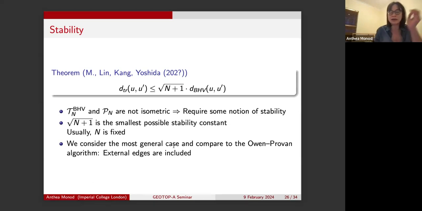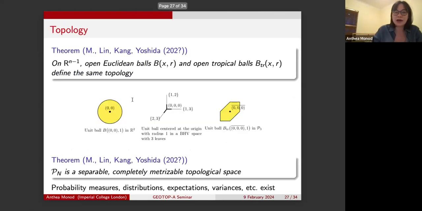And this is okay because normally you're looking at trees with a fixed number of leaves. One thing I wanted to mention is that we're looking at this very conservatively, because we also look at external edges. Remember, in the tropical version of tree space, we do require the external edges, as opposed to BHV space, where the external edges are basically ignored. Now, the topology of the two tree spaces.